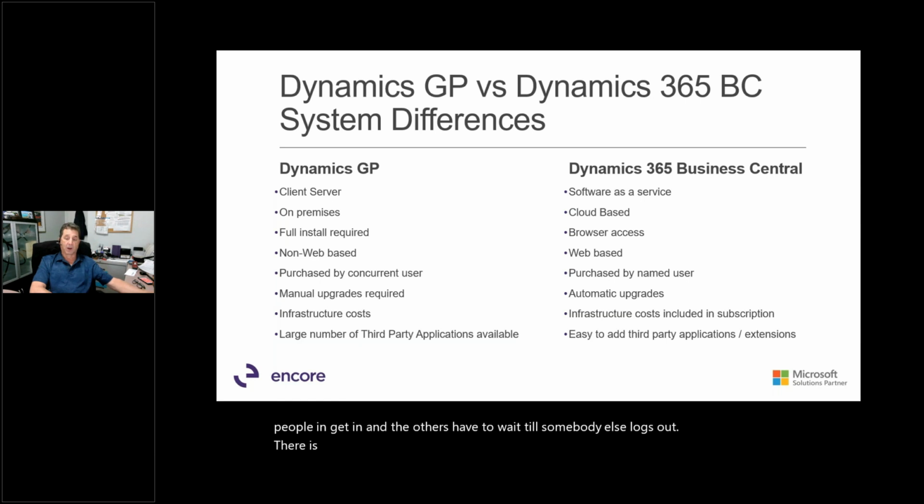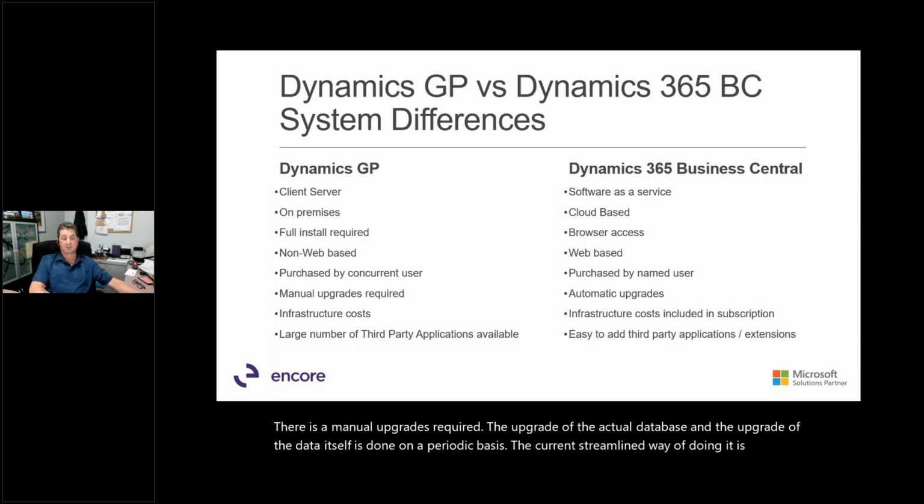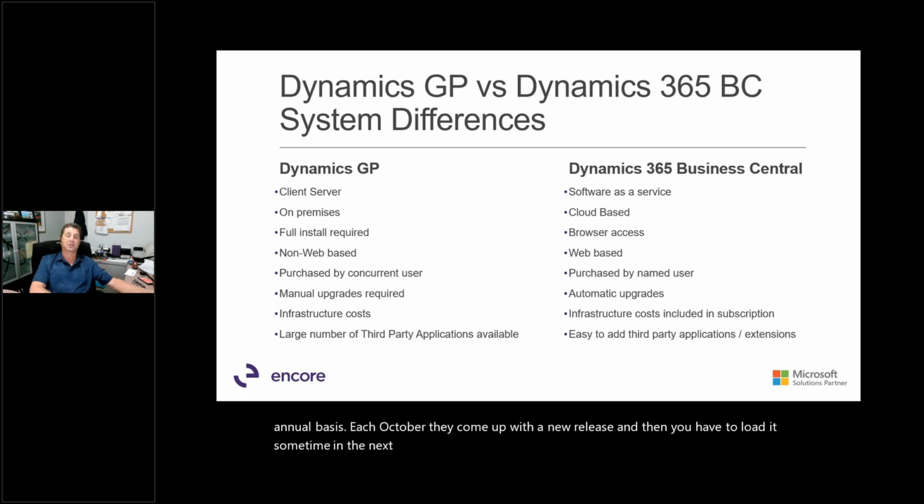There are manual upgrades required. The upgrade of the actual database and the upgrade of the data itself is done on a periodic basis. The current streamlined way of doing it is on an annual basis. Each October they come out with a new release, and then you have to load it sometime in the next year so that you can load the next one the year after. There are infrastructure costs associated with running GP. Those infrastructure costs are the server costs, backup costs, security costs, as well as virus protection and things like that, which are all looked after using BC.